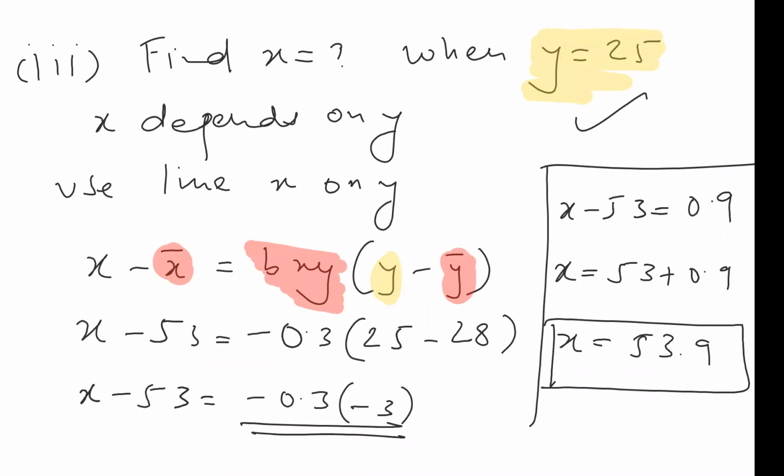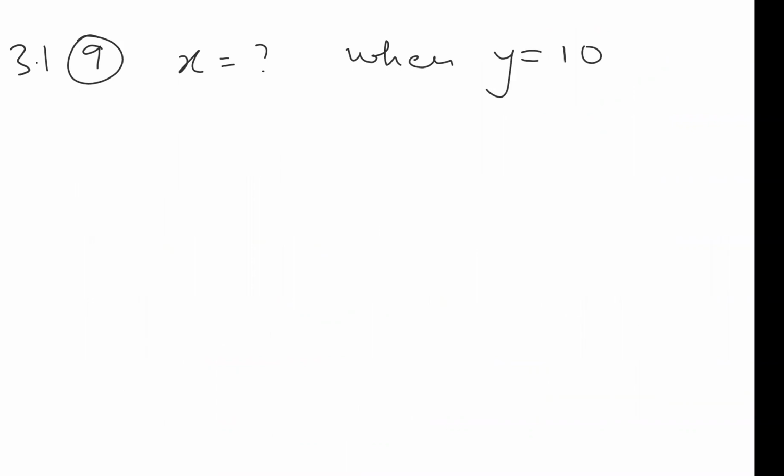Then let us proceed with exercise 3.1, question number 9. Easier problems we'll do first. We are supposed to find out the value of x when y is equal to 10. Now see, x depends on y because the value of x is not known to us. So x depends on y, so we are supposed to use line x on y.